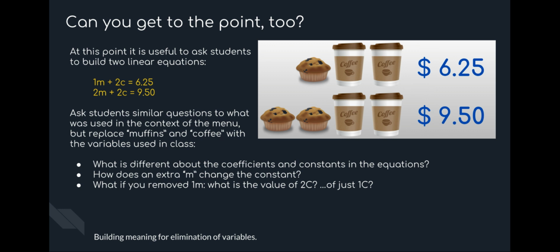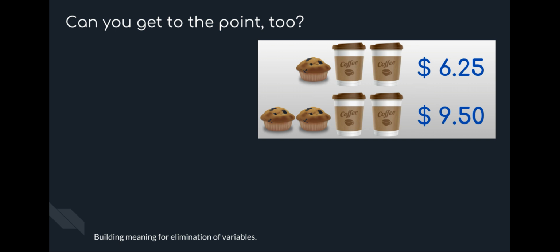What if you removed one m? What is the value of 2c? Of just 1c? And from here, we can launch into the actual procedure because students now have a context for why they're doing it. Let's look at it again, and let's look at the actual procedure.